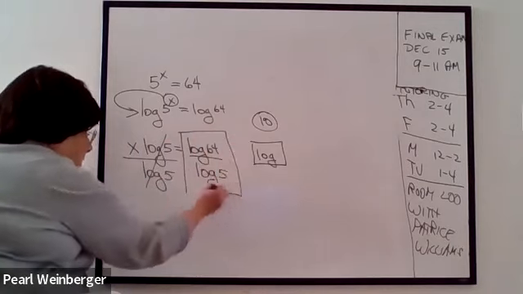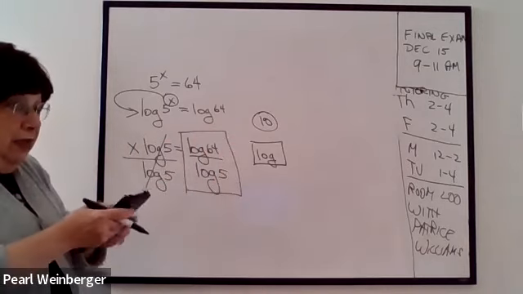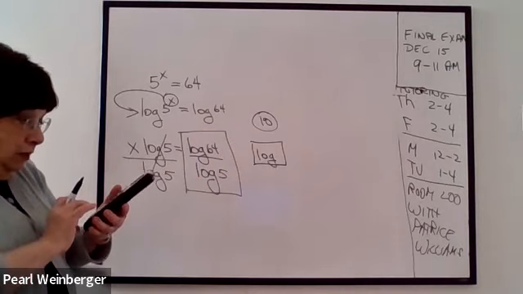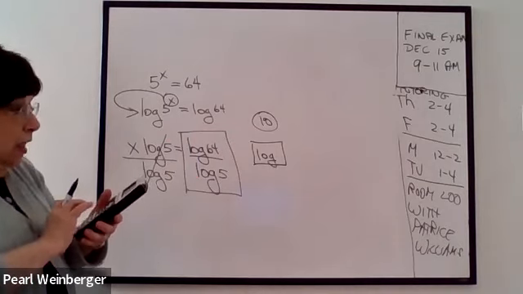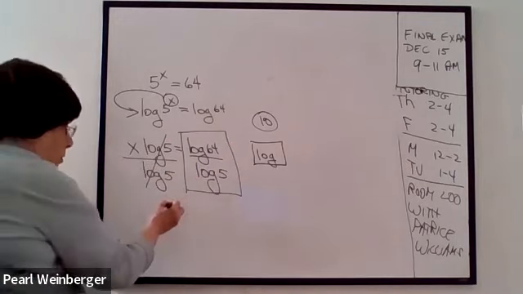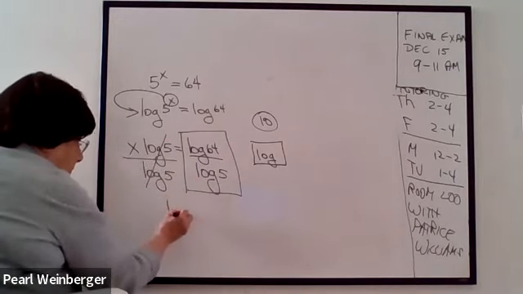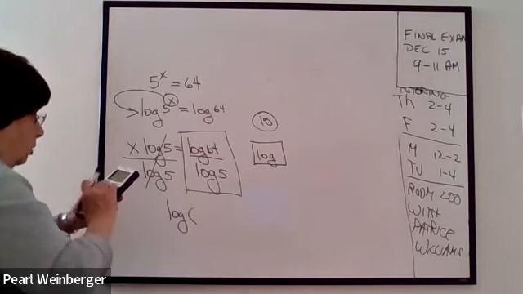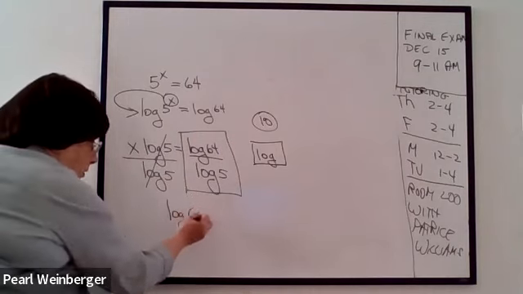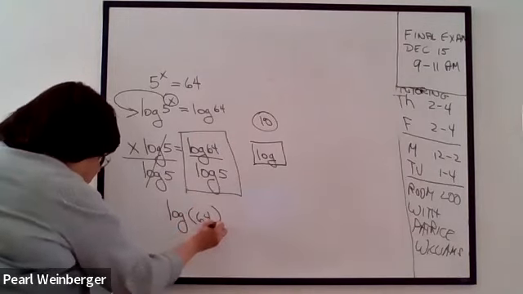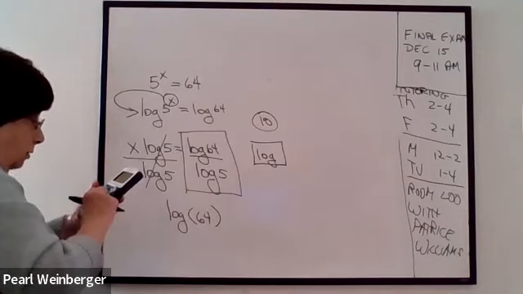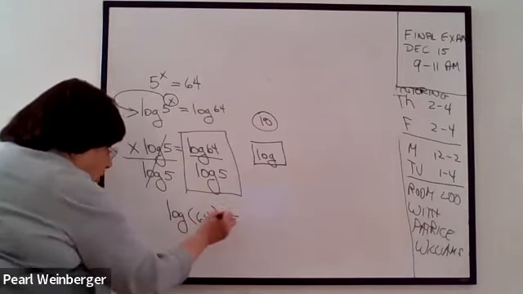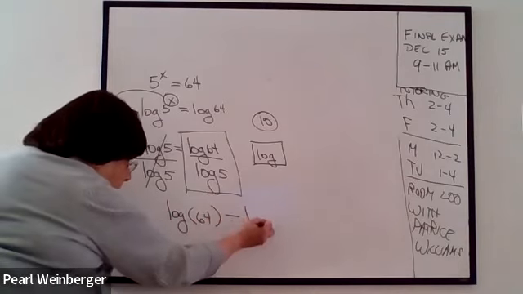And what I do is I go to my calculator, and I press my log button. And when I press the log button, it should come up something like this. And I put in the number 64. And I close the parentheses because that's the end of the log. And then I press divide. And then I press my log button again.